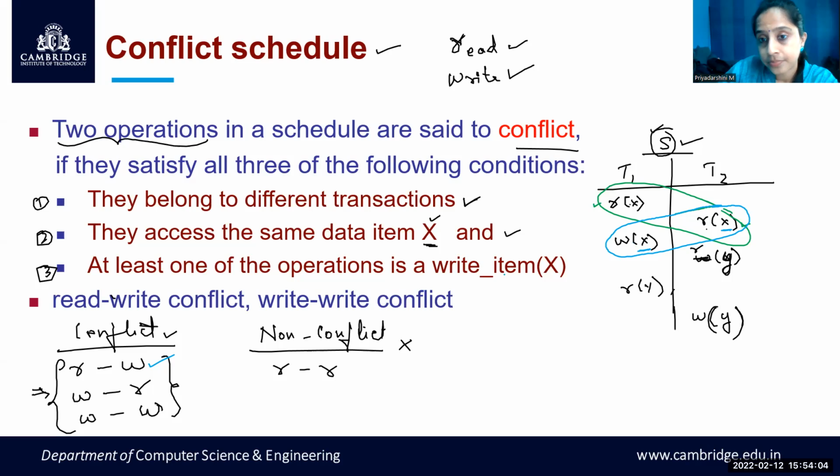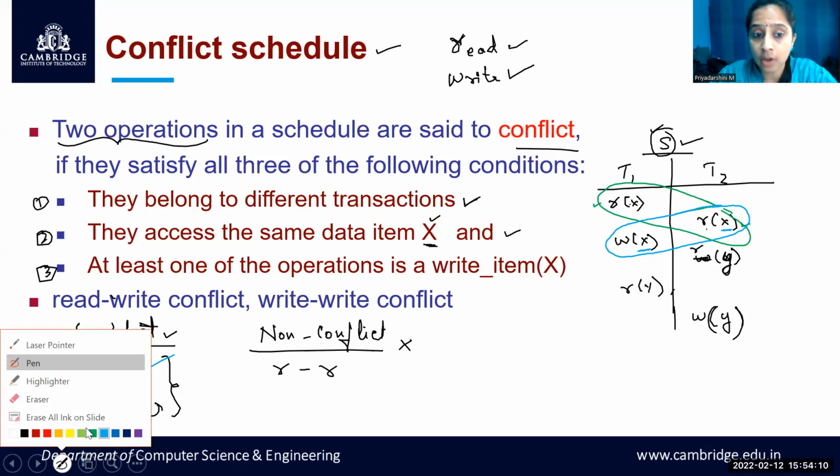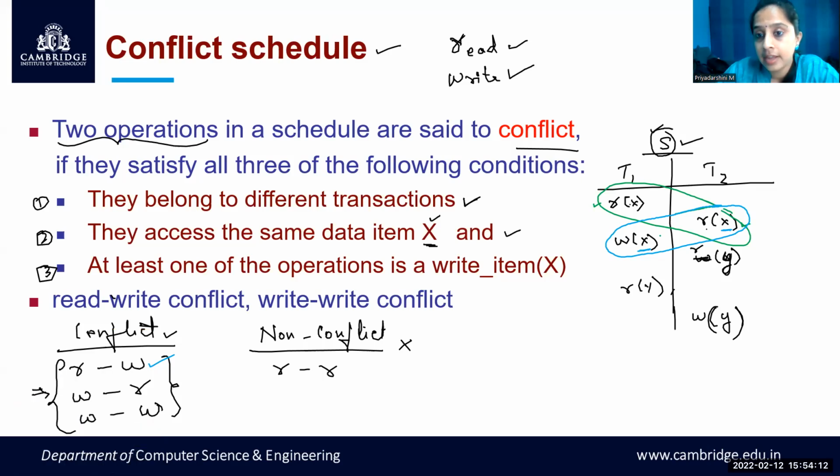Now, read write of X. What is the next one? Write of X. It is only immediate options I should check. Write of X followed by read of Y. Is this a conflict?